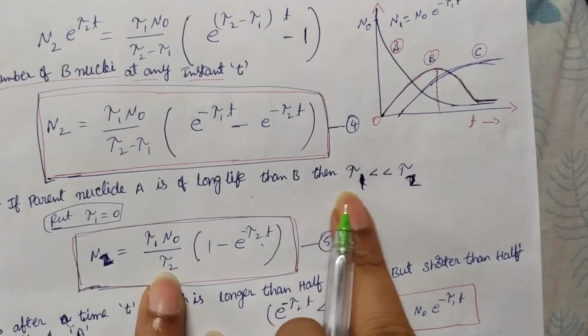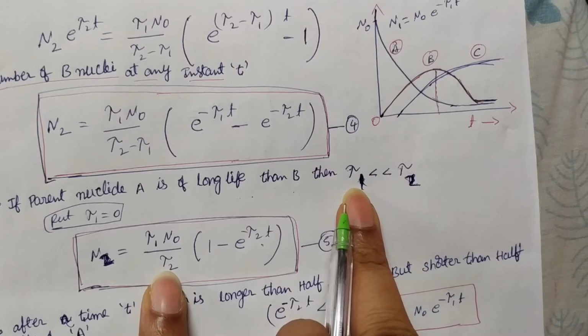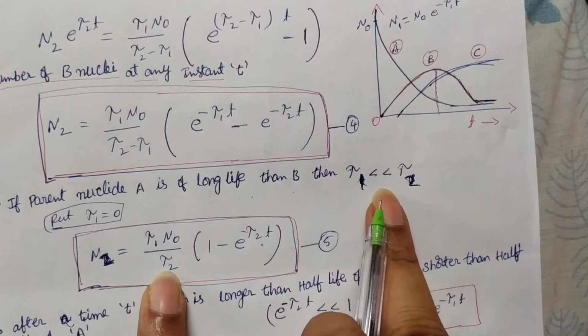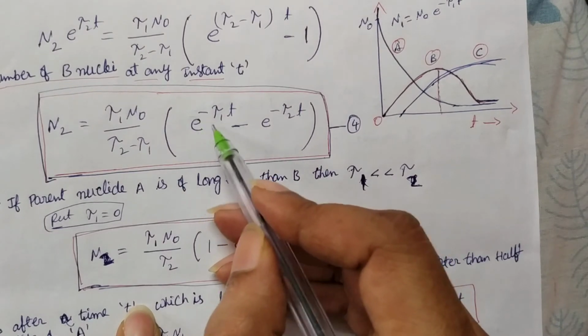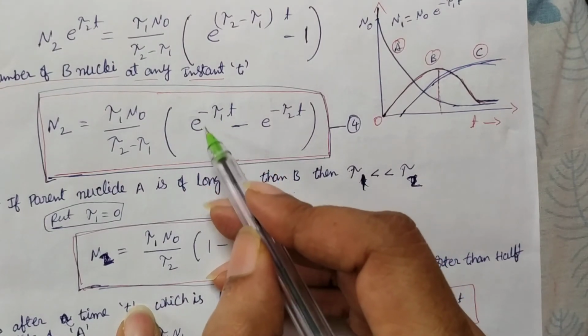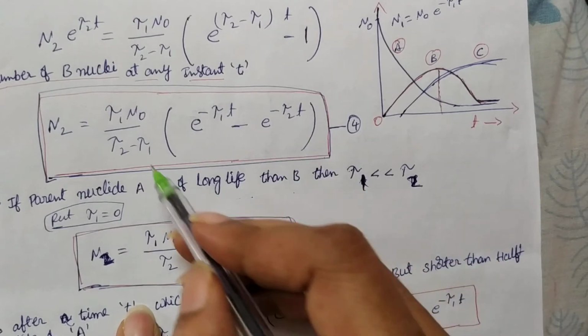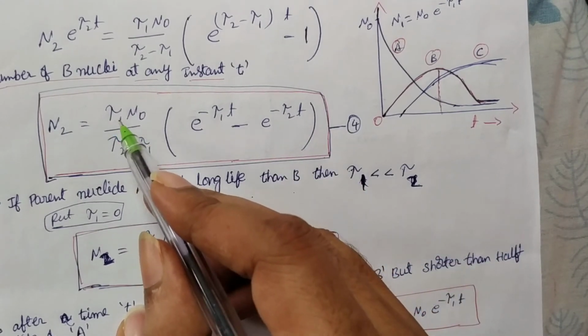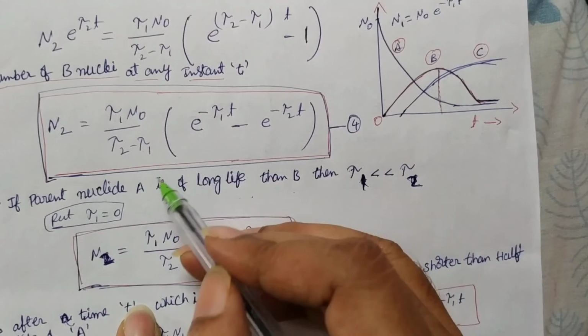Then half-life is more and lambda, the disintegration constant, is less. For lambda 1 less than lambda 2, put lambda 1 as 0 in this equation and this becomes 1. Why? Because e power 0 gives 1, minus e power lambda 2 t, and here put 0. Don't put lambda 1 as 0 here, then the total becomes 0 only. So only in these two cases take lambda 1 as 0 here.